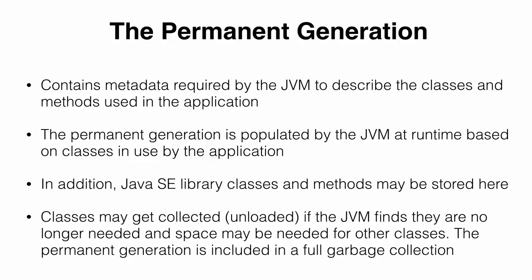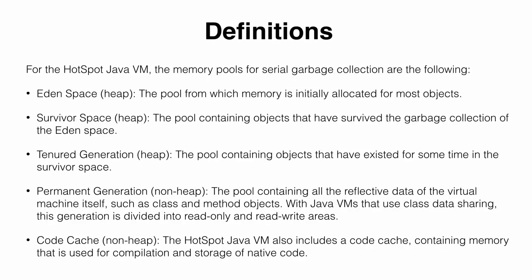So, in addition to this, Java SE library classes and methods may be stored here. Classes get collected, unloaded if the JVM finds they're no longer needed, and space may be needed for other classes that potentially get loaded from here on out. So you could think of this as a database class that gets loaded. If we find a class that's not being used and we want to load in a database class, when we're calling a particular method, it may clean up some classes and put in this database class. The permanent generation is included in a full garbage collection.